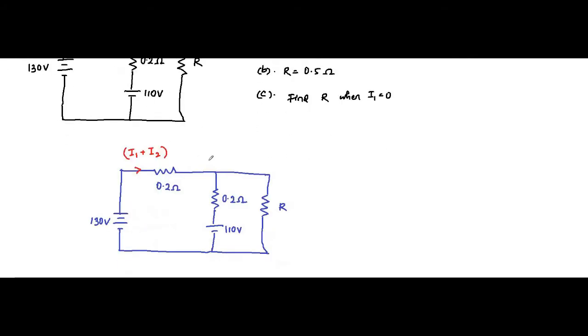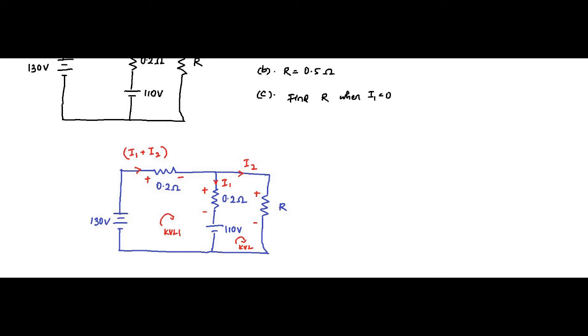Here I1 is flowing through 0.2 ohm and I2 is flowing through R. So polarities have to be assigned, plus minus, plus minus, plus minus. Now we have to apply KVL. So there will be two KVL equations. First, for the left hand loop, let us call it KVL equation 1. Another for the second loop, KVL equation 2.